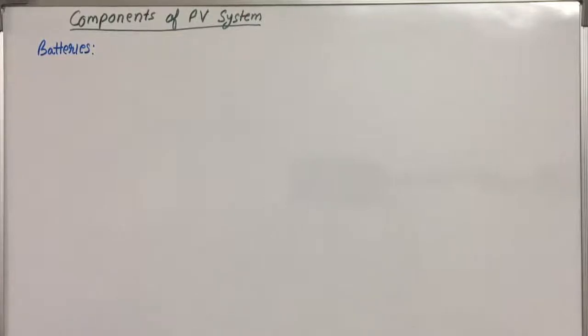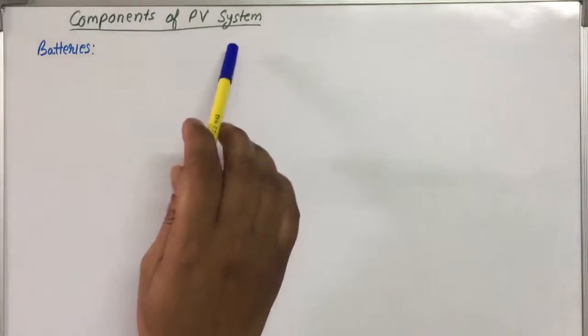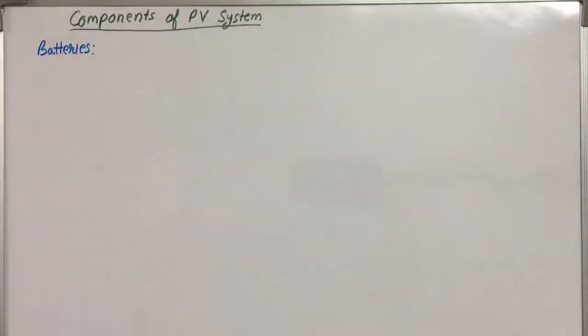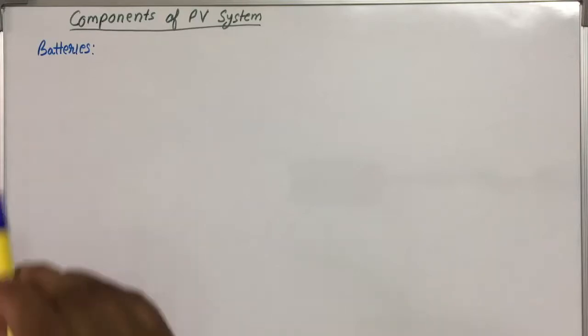In the previous lecture, we started our discussion on the components of a solar PV system, in which we discussed PV arrays in detail. Now we will discuss the next component, that is batteries.